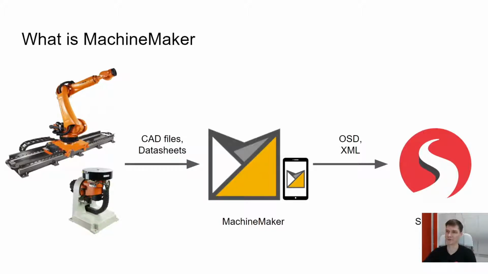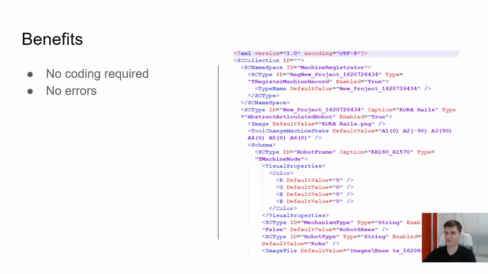Using the robot calibration app for mobile phones, you can easily calculate the tool connection point. So here you can see an example of an XML file descriptor. Using MachineMaker, you don't need to write code or edit XML files at all. MachineMaker will do this for you and will generate an absolutely correct XML file.